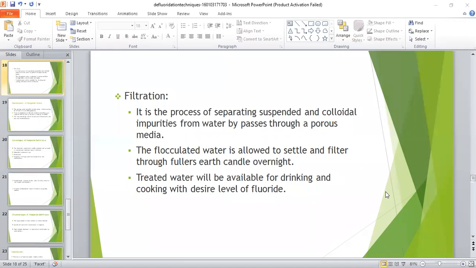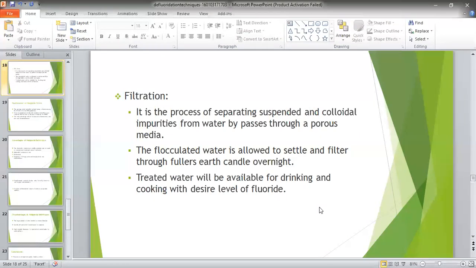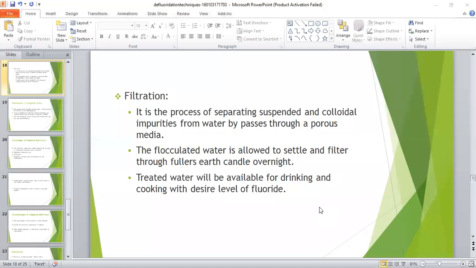Next is sedimentation. In the sedimentation stage, separation will happen, the heavier particles will settle, and their separation will happen by the gravitational force. And last is the filtration stage. In the filtration stage, we will separate the suspended colloidal heavier particles through the porous media. Then the treated water will be available for drinking and cooking with desired level of fluoride.